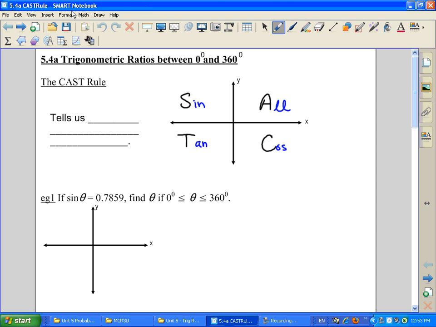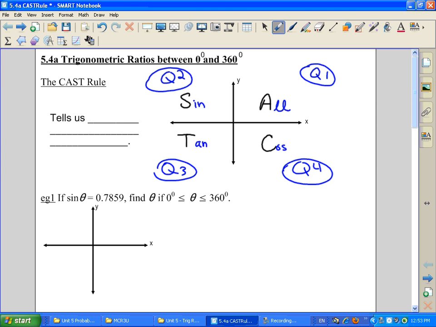All right, so from last day, we developed the CAST rule. And just beside the CAST rule, I'm going to put your quadrants in. Just to remember, this is quad 1, this is quad 2, this is quad 3, and this is quad 4. All right, and based on the CAST rule, C-A-S-T, this tells us when the trig ratios are positive.